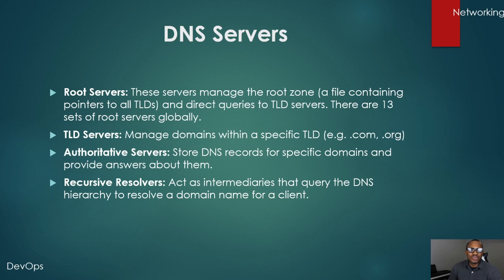We also have the top level domain server, which keeps records for top level domains, such as .com, .org, .net, and so on. We also have the authoritative server. The authoritative server contains the original mapping of domain names to IP addresses. It stores DNS records for specific domains and provides answers about them during queries. We also have the recursive resolver. It's not specifically part of the DNS server hierarchy. It's just the intermediary that queries all the DNS servers during DNS resolution to an IP address.